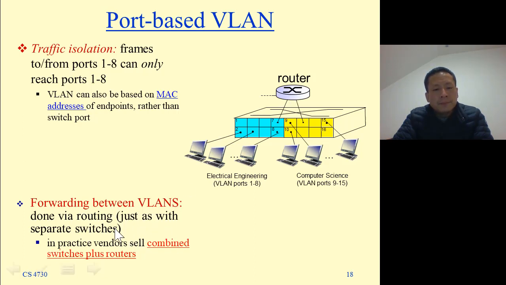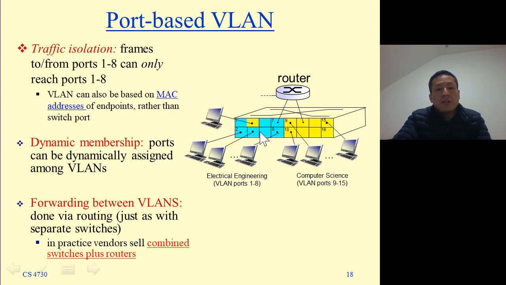Okay. So in a lot of cases, this routing function is integrated in the switches, so you don't have to buy individual routers to do these functions. Okay, and you can dynamically change the membership of these ports. For example, you can change this port to the computer science yellow group. No problem. You can arbitrarily assign any port to any organization. No problem.